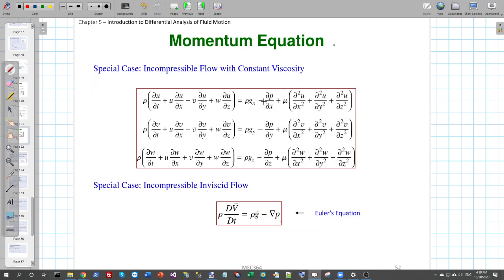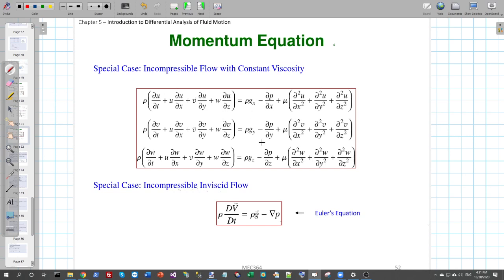After you do that, you can regroup your governing equation in this form. This is called the Navier-Stokes equation for incompressible flow with constant viscosity, and it looks much cleaner and much simpler than the previous one.